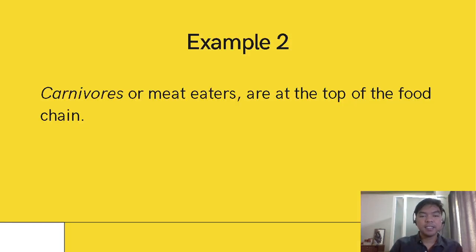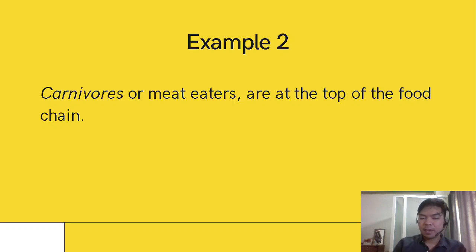Okay? Next we have example number two. Carnivores or meat eaters are at the top of the food chain. So again, carnivores is the unfamiliar word, and the synonym of carnivores is meat eaters. Okay, so again, just look for a similar or almost similar word or words to the unfamiliar word.